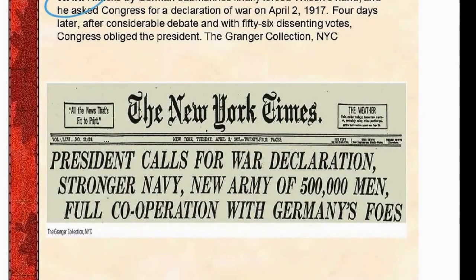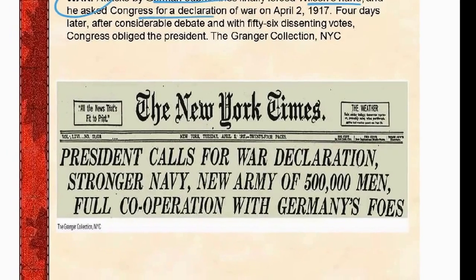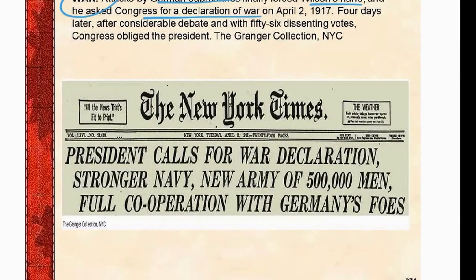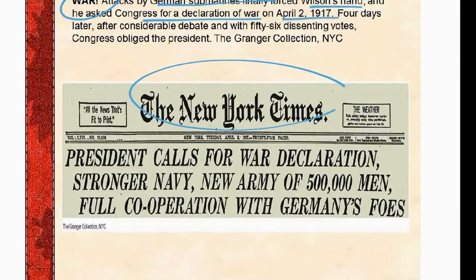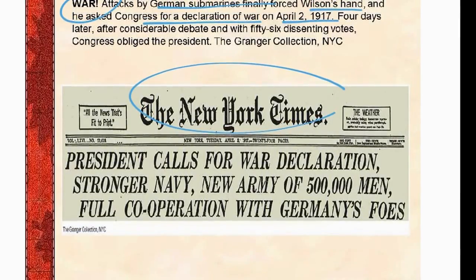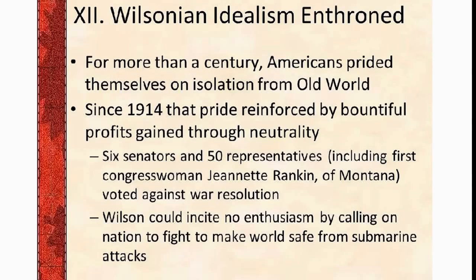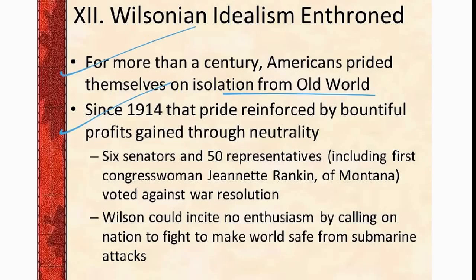War was declared as German submarines finally forced Wilson's hand, and he asked Congress for a declaration of war, as can be seen in the New York Times headline on April 2nd, 1917. For more than a century, Americans prided themselves on isolation from the Old World. Since 1914, that pride was reinforced by bountiful profits gained through neutrality.